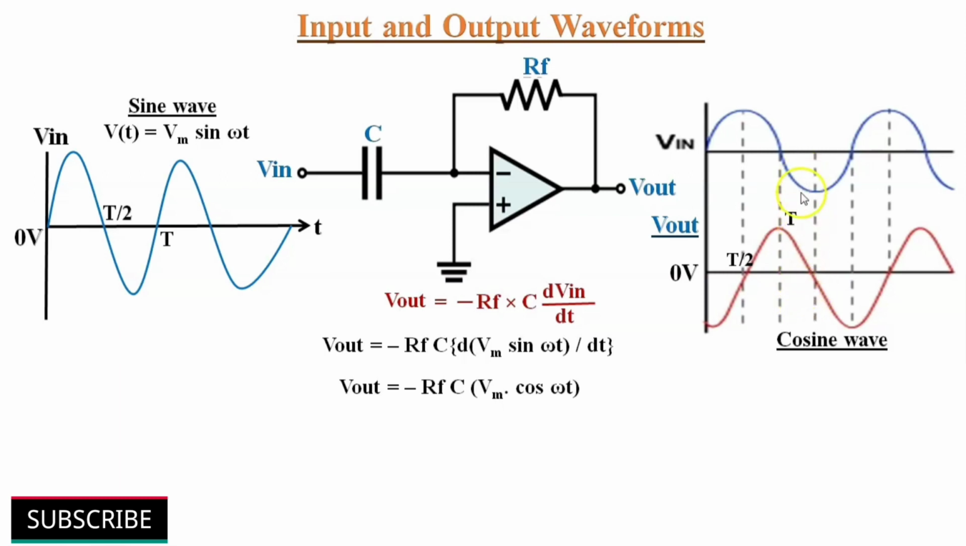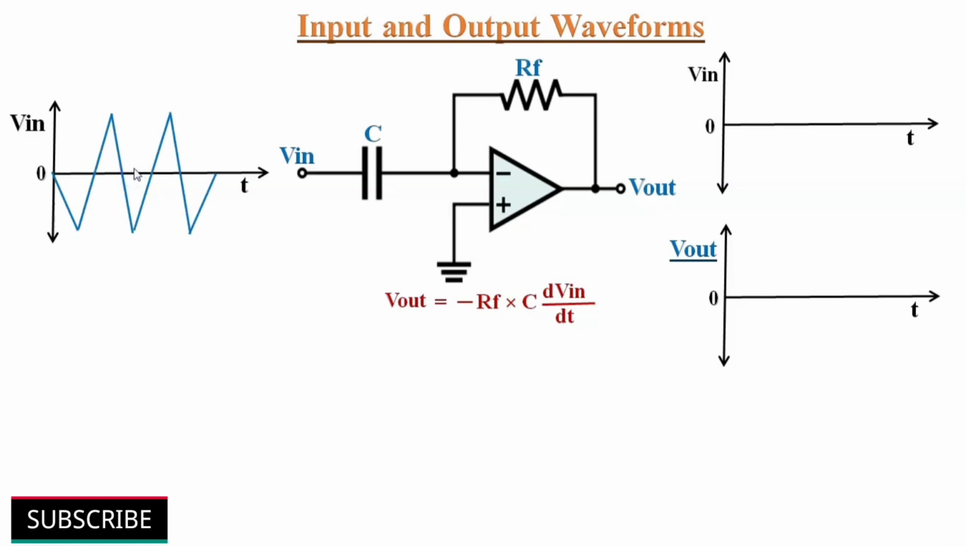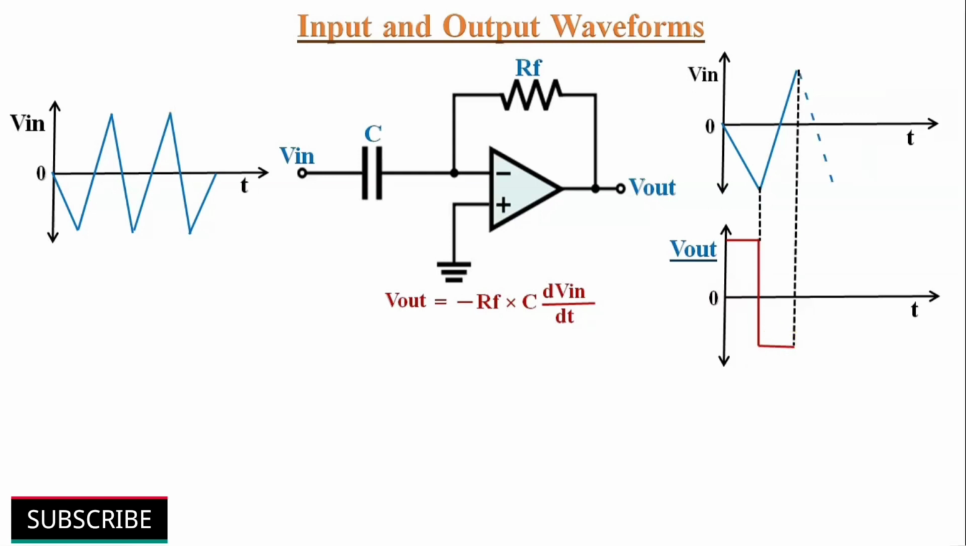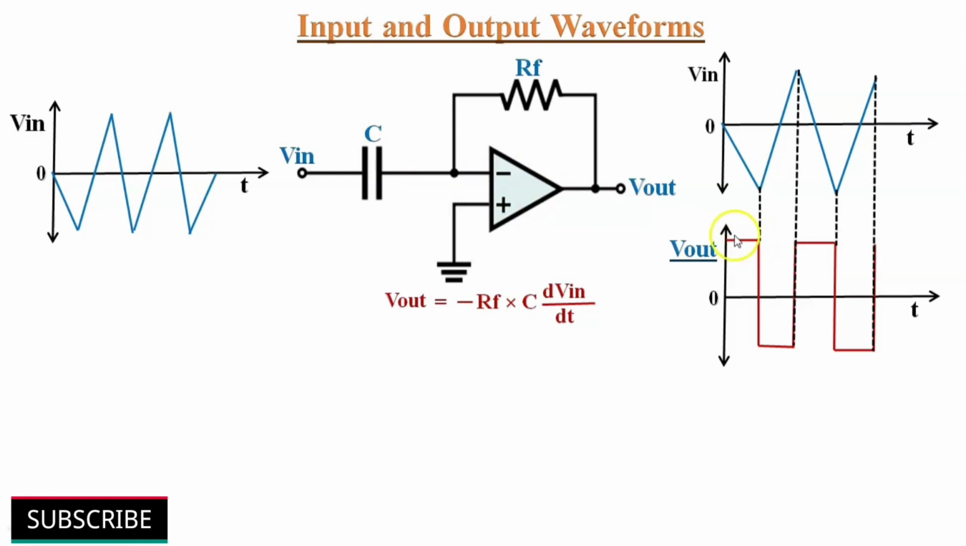If we apply a triangular wave input signal to the differentiator circuit, the negative slope or falling edge of the input signal produces a positive voltage at the output, and a positive slope or rising edge of the input signal produces a negative voltage at the output. So in this way, rising and falling slopes of triangular wave input will produce a square wave at the output of a differentiator circuit. The amplitude of the output signals depends upon the values of feedback resistor and input capacitor.